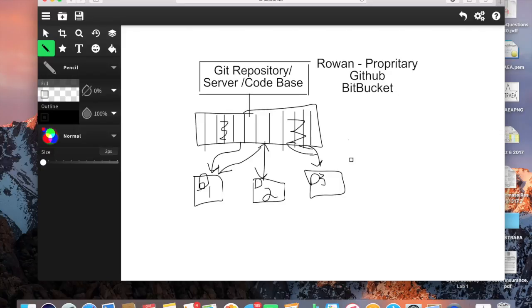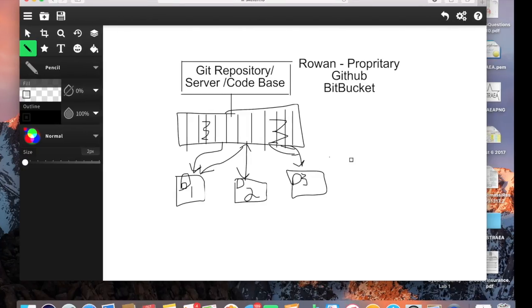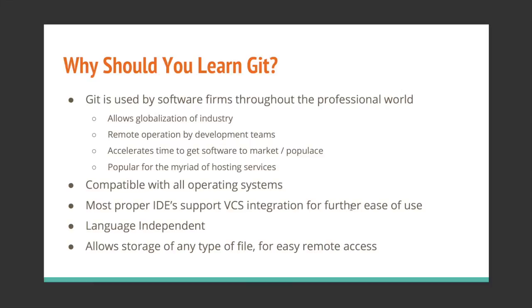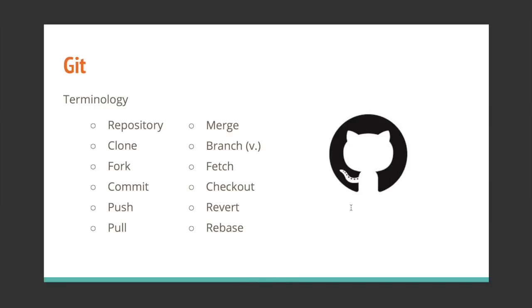So this is basically a generic overall view, a top-down view of how GitHub works. Anyone can check things out, anyone can check things in, and make sure that they are safe. Okay, so once again, jumping back over to this. Most proper IDEs support VCS integration for further ease of use. It is language independent, and it does allow storage of any type of file, as we did mention. Now let's discuss some brief terminology.